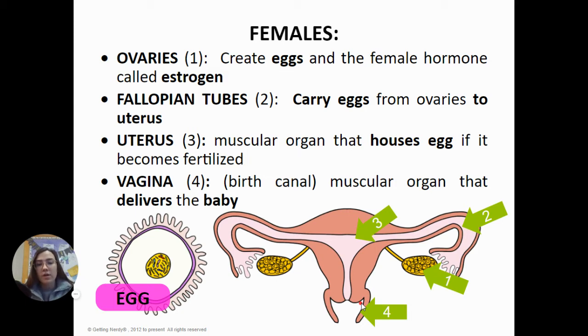So that's whenever you hear how dilated a woman is during birth, is how far has the cervix opened for the baby. And then finally, the vagina is the actual canal or the actual body part that the baby comes out of, okay?